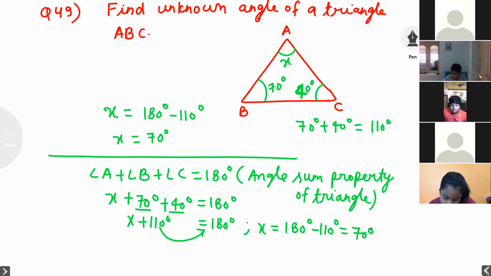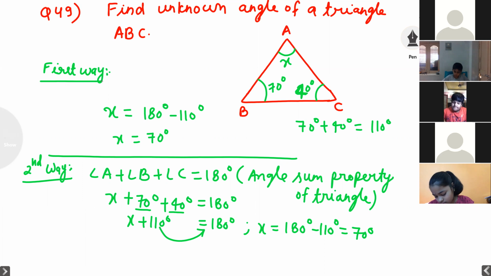If in a given triangle they have given two angles and the third angle is asked, then we can add both angles and subtract from 180. Then we can find out the unknown angle. Write down very clearly. But when you go to higher classes, you will follow only the second way, the second method.